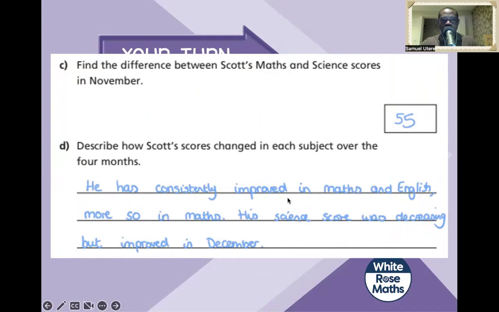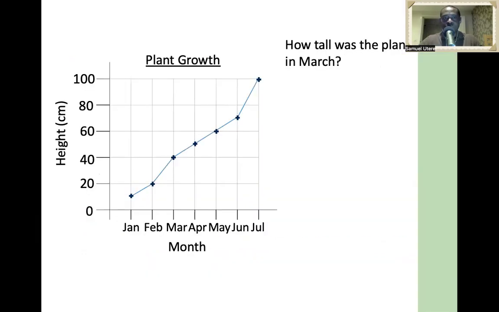So he has consistently improved in maths and English, more so in maths. In science, his science score was, what was it, decreasing, but improved in December. Yeah, so you just require to observe the bar chart and to describe what you see.